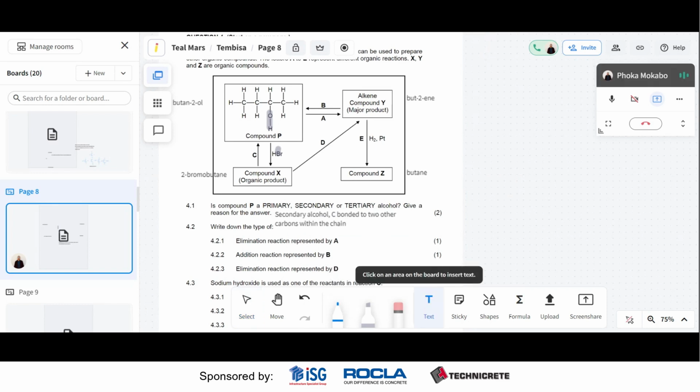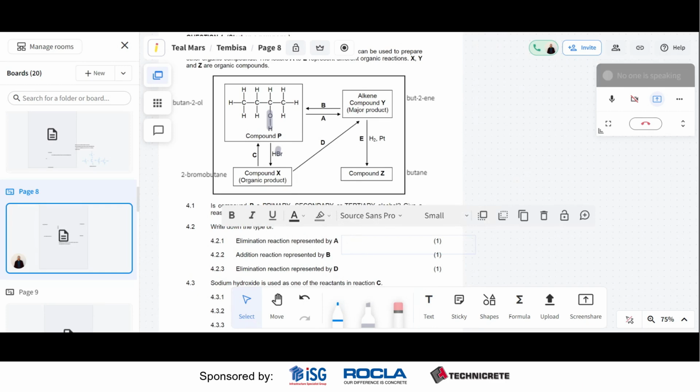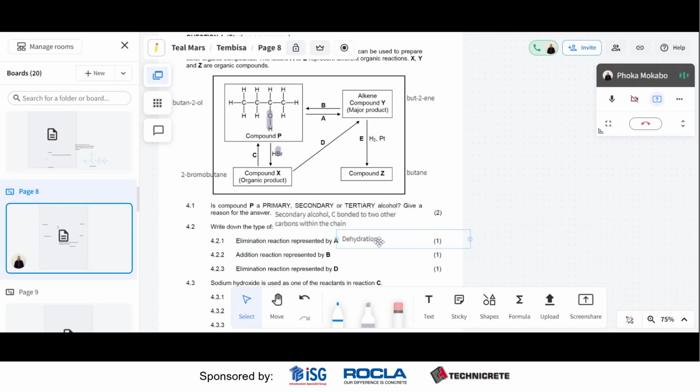Okay, then the elimination reaction represented by A. Well, A would be going from an alcohol to an alkene. And like I said, we would lose not only the hydroxide OH, but we would lose an H as well. And OH plus H would form water. And since we would be losing that, the process is called dehydration. Okay, process of dehydration.